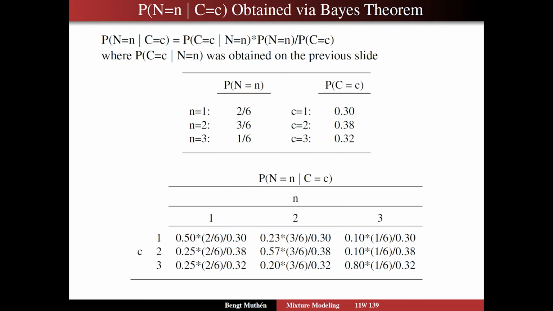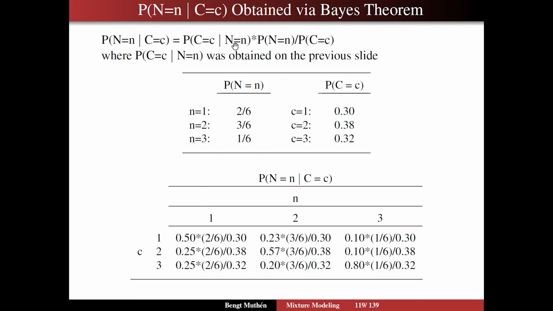So turning to slide 119, let's see how we can get to the probability table for n given c, obtained via Bayes' theorem. So it looks like this: n given c equals c given n, where c given n was obtained at the bottom of the previous slide.